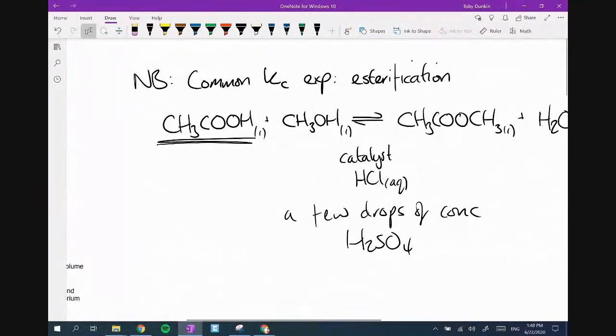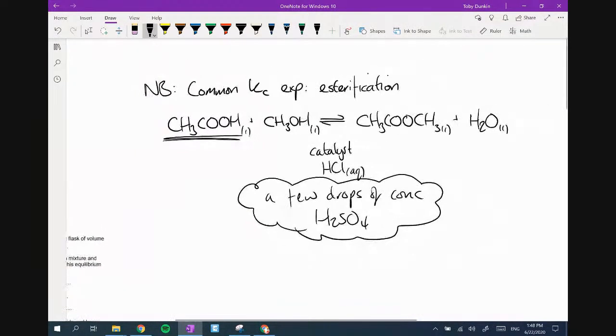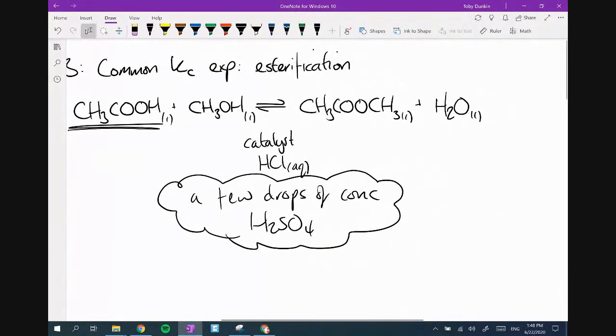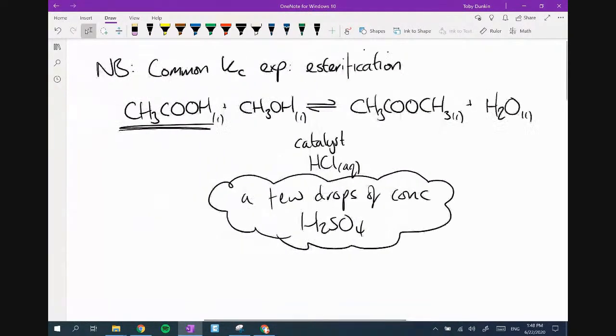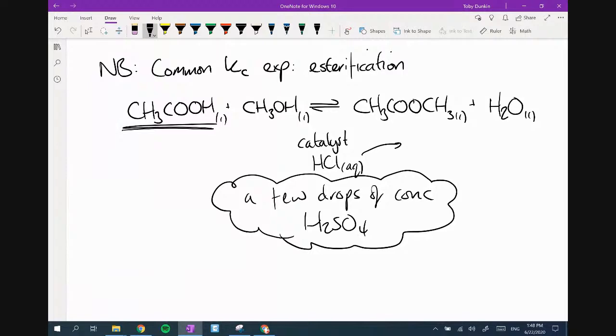So that's actually what you'd name in an actual exam where they ask you for the catalyst for esterification. But the one that tends to be used for Kc is this one. Yeah, used for Kc. And there is a reason, and you'll see this in a second.